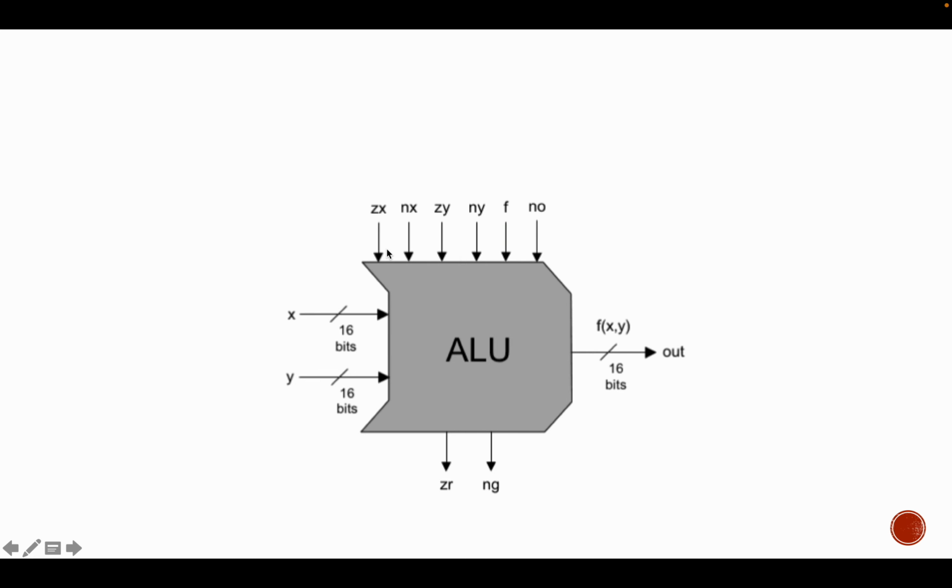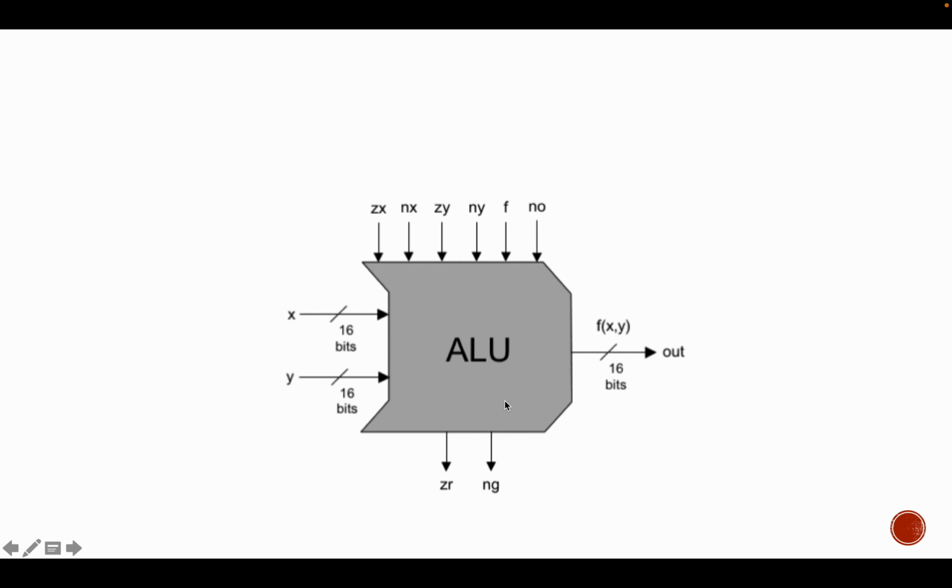Now we also have other inputs coming from the top. They're basically selection bits. They're one-bit selection inputs. So there's ZX, NX, ZY, NY, F, and NO. These are only one bit.